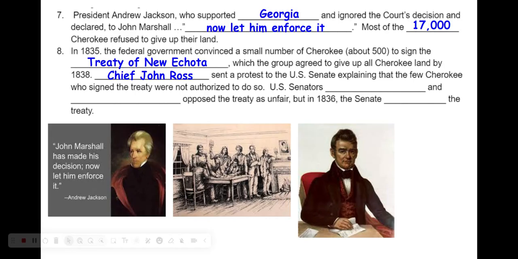Chief John Ross, who you see pictured on the far right side, sent a protest to the U.S. Senate explaining that the few Cherokee who signed the treaty were not authorized to do so. U.S. Senator Daniel Webster and Henry Clay opposed the treaty because they saw it as unfair. But, as they say, that's not how this all turns out. In 1836, the Senate approved the treaty regardless. And thus the ball is rolling to start this relocation of Native Americans, primarily the Cherokee.